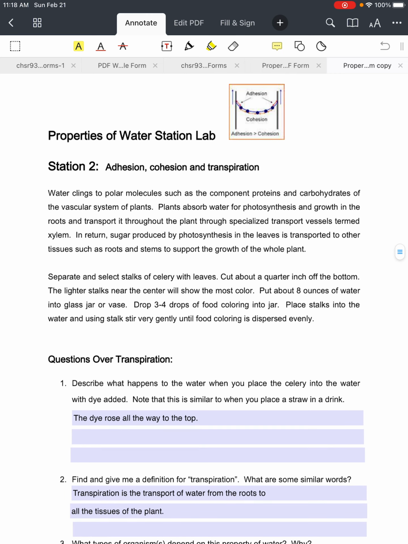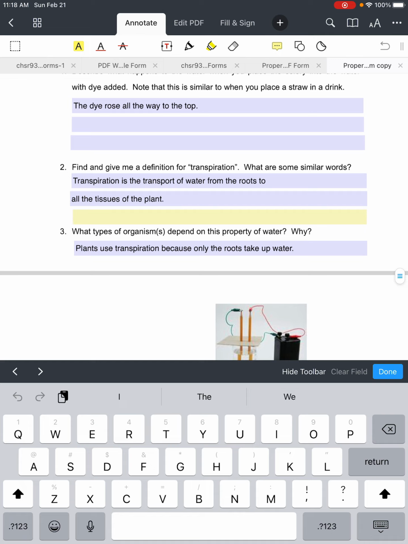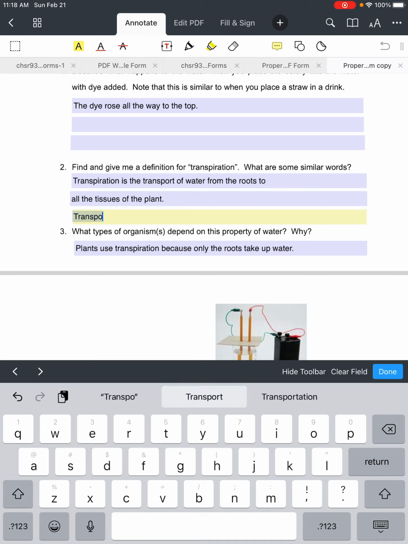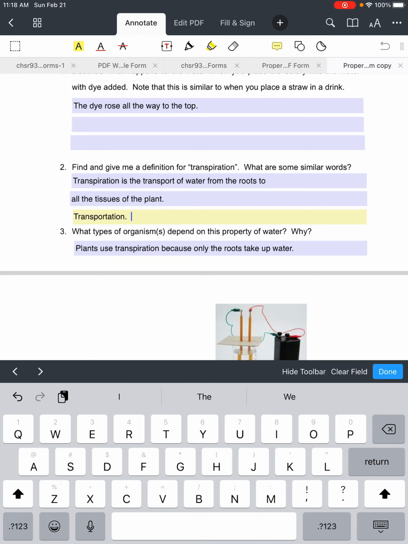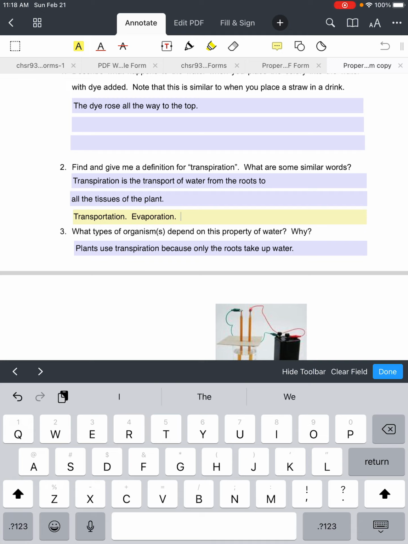And it says, find and give me a definition for transpiration. And what are some similar words? Well, transpiration is the transport of water from the roots to all the tissues of the plant. And some similar words might be transportation, or we'll just do transport. I can do transportation. How about evaporation? Sounds familiar, huh? Maybe a little, the Asian part. Perspiration.